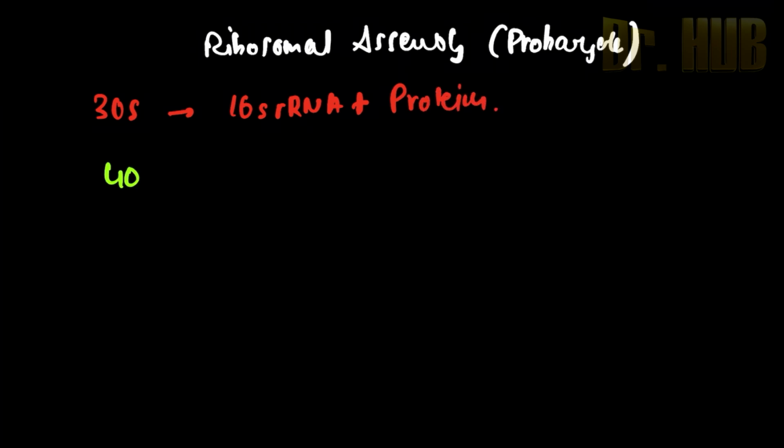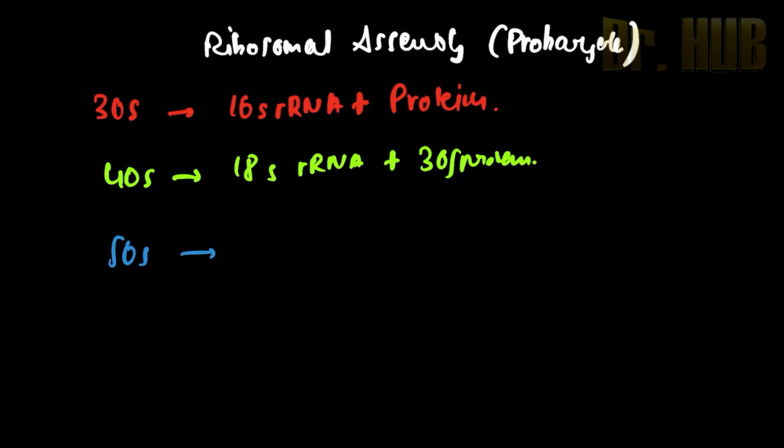Next, moving on to the 40S. The 40S contains 18S rRNA with 30 proteins. Next, 50S. 50S contains 23S rRNA, along with the 5S RNA with the proteins.